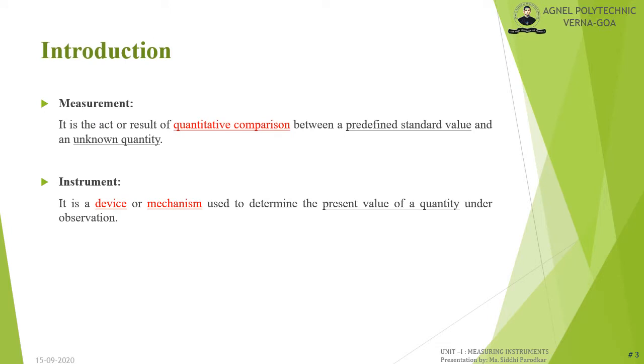So what is measurement? Measurement is the result of quantitative comparison between a predefined standard value and an unknown quantity. This means that you are measuring some quantity with respect to a predefined standard value. Now, what is an instrument? An instrument is a device or a mechanism used to determine the present value of the quantity under observation. That means you are measuring some quantity using one device or mechanism, which will be termed as an instrument.